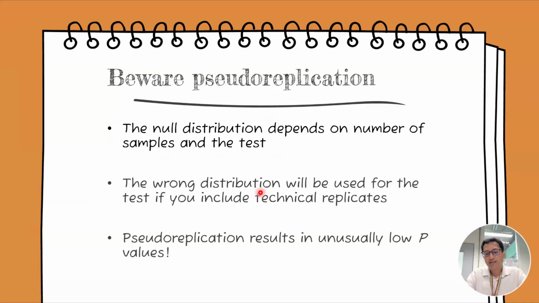So if you end up including technical replicates in your analysis, the wrong distribution will be looked up. And therefore, this will result in something called pseudo-replication, which means a false replicate. And this usually results in very low p-values, and you would end up thinking something is significant even when it is not. So remember not to include technical replicates in analysis.